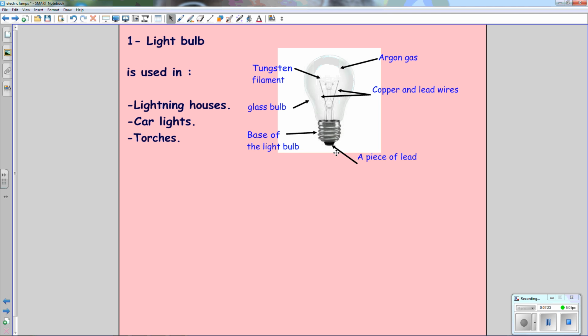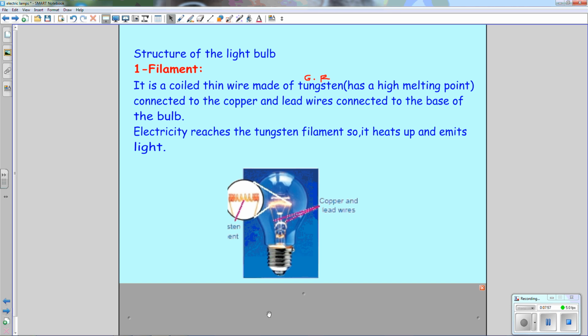So once more, the parts of the light bulb are the glass bulb, the base of the light bulb, a piece of lead, copper and lead wires, tungsten filament, and the glass bulb is filled with argon gas. Let's see each part in details.